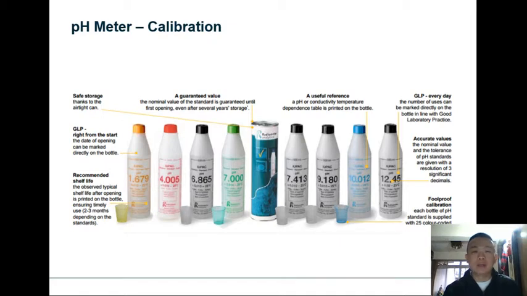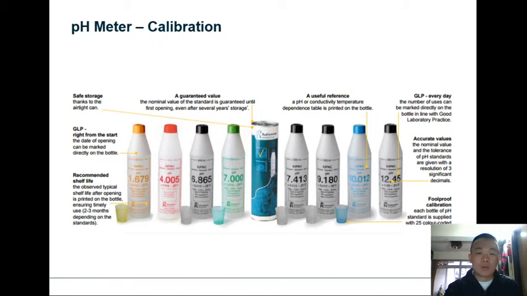Again, like I said, having a pH meter is slightly pricier because number one, you have to pay for the pH meter itself, and number two, you actually have to purchase these pH buffers, which can be quite pricey because they have been standardized. They know exactly what the pH value is and also the appropriate conductivity of the pH buffer as well. So this is why a pH meter is more accurate as well.